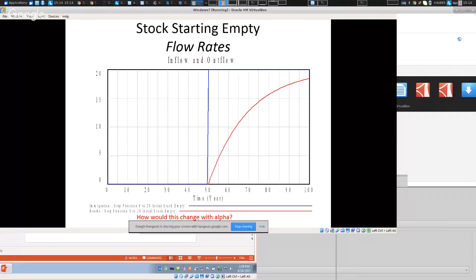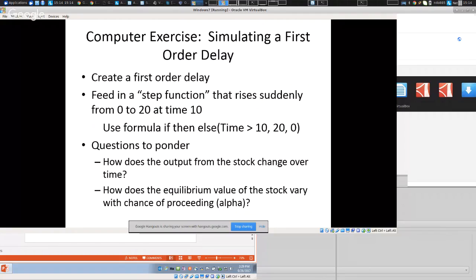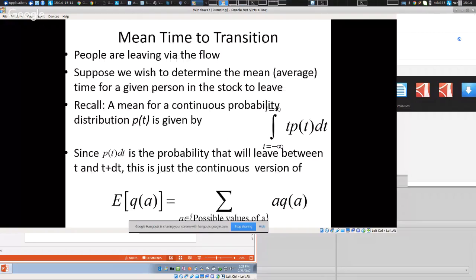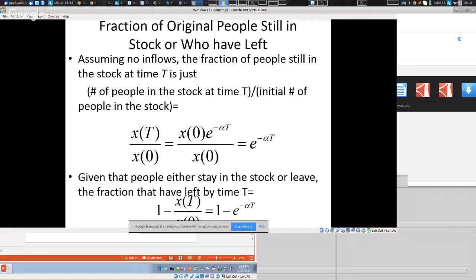I have a first order delay. The stock is initially empty. How does the outflow change over time? That's my question. Well, what we've just been talking about implies, going back here, that the fraction that have left by time t is given by this bottom expression here.